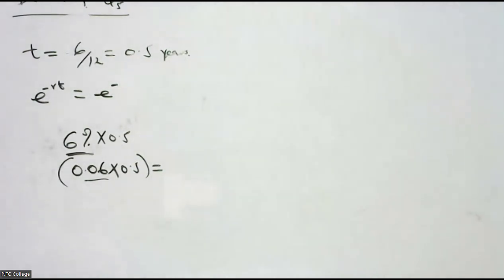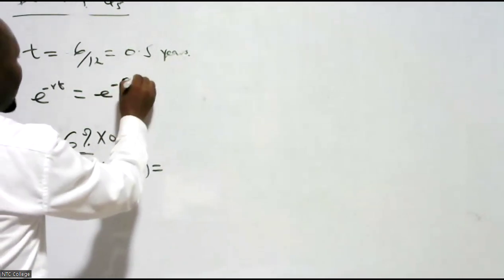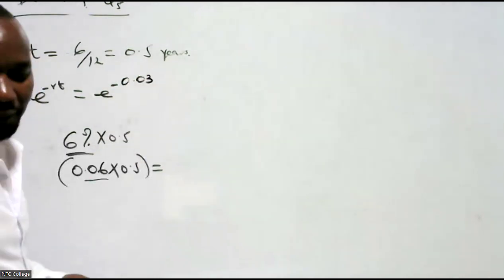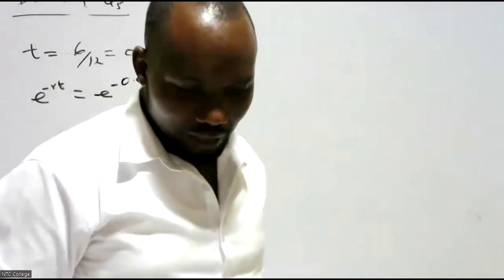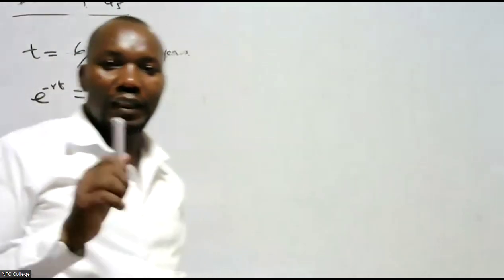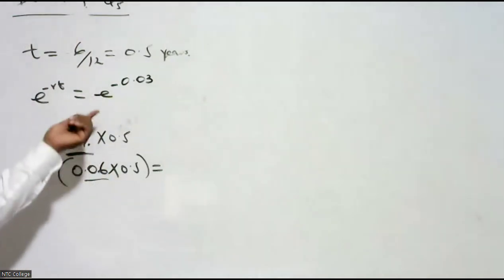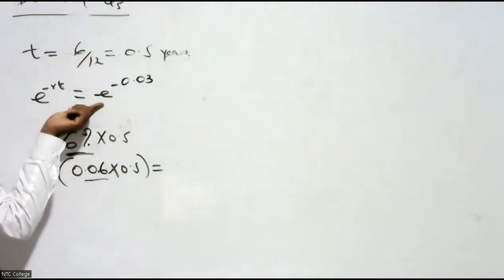That is what you're getting. So we are having 0.03. In your calculator, there is something that looks like this. Are you able to see it in your calculator?